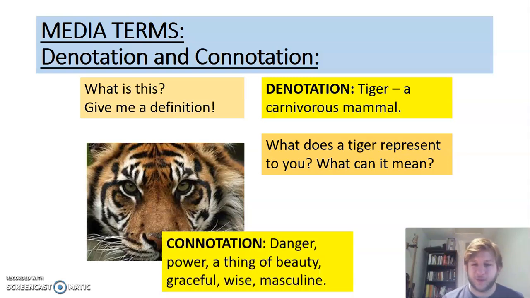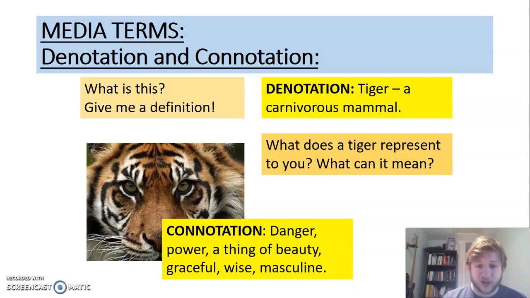Okay, so some ideas for you. Could suggest danger, power, something of beauty, graceful, wise, masculine. These are all quite generic ideas that people have around the tiger. What you've written down is probably your own personal reaction to seeing an image of a tiger.